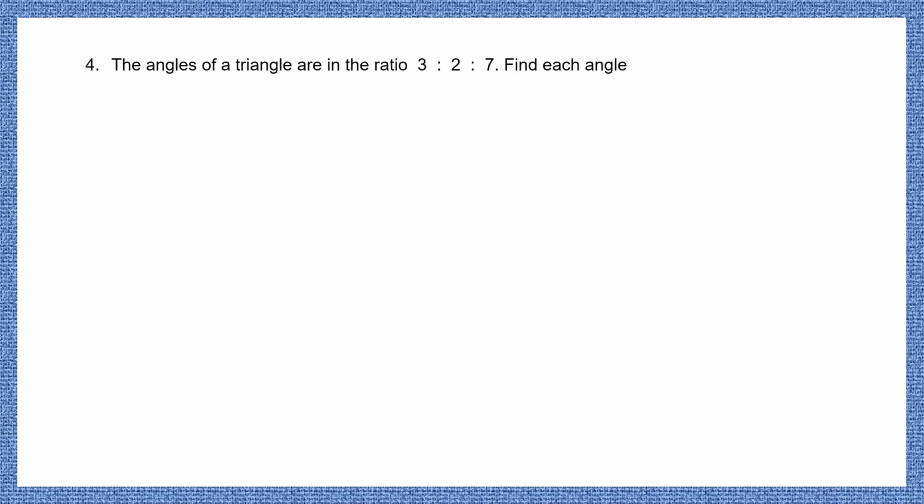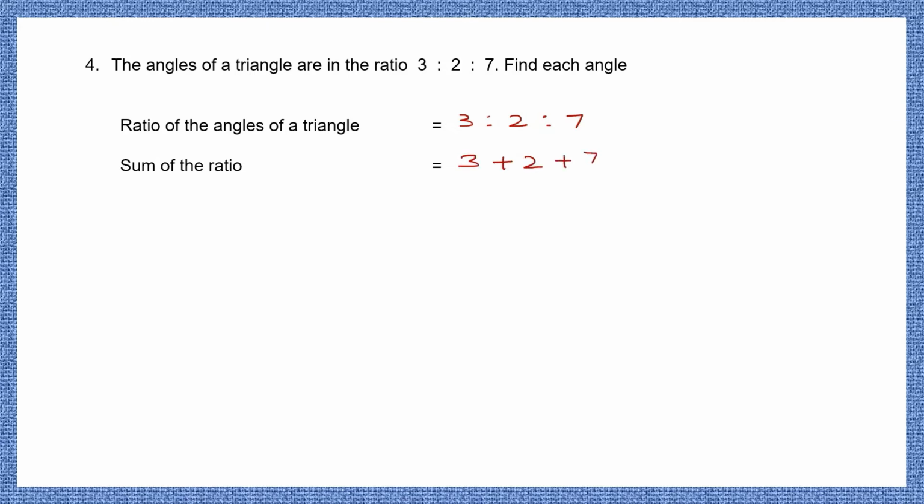Question 4. The angles of a triangle are in the ratio 3:2:7. We need to find the value of each angle. Okay, so what is the ratio of the angles? 3:2:7. Then what is the sum of the ratio? 3 plus 2 plus 7, which is 3 plus 2 is 5, 5 plus 7 is 12. Then the sum of all angles of a triangle. Now we have learned this in the chapter triangle. All three angles of a triangle should always add up to 180 degrees. Keeping this in mind, we are going to find the different angles.